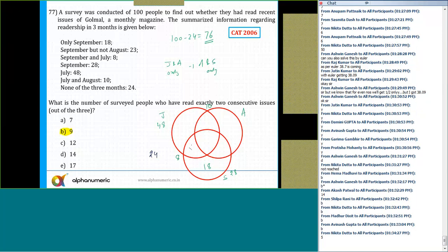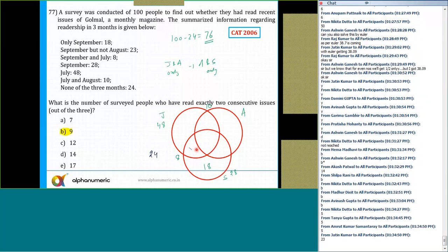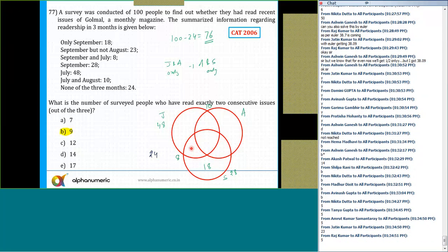So what is this reason? Let me take a laser pointer here. So you can, what is this value? September, but not a part of August. It should be a part of September, but not August. So this is 5. So you can mention 5 here. That's right. This is 5. So all 3, it is equal to 3. Yes or no? 5 plus 3 is 8. And total September is 28.